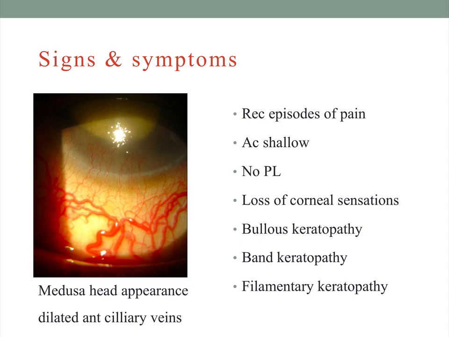Corneal signs are many, like bullous keratopathy, band keratopathy, filamentary keratopathy in the absolute stage of glaucoma, and corneal sensations are also lost. On the conjunctiva, there is a typical appearance of dilated anterior ciliary vein called as medusa head appearance, which is shown in the figure.